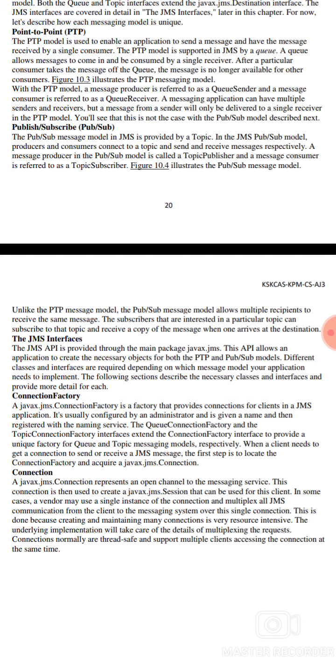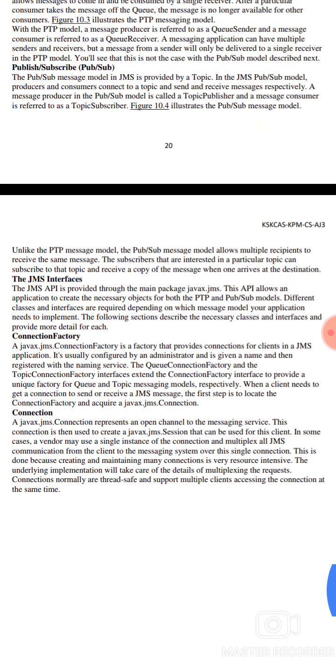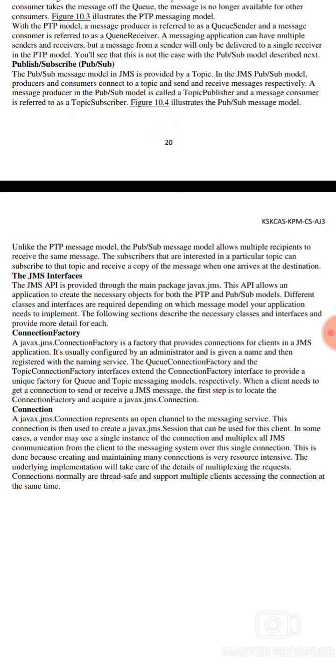The PTP model is supported by JMS through the queue. The queue allows messages to come in and be consumed by a single receiver. After a particular consumer takes the message off the queue, the message is no longer available for other consumers. In the PTP model, a message producer is referred to as a queue sender and a message consumer as a queue receiver. The messaging application can have multiple senders and receivers, but a message from a sender is only delivered to a single receiver in the PTP model.